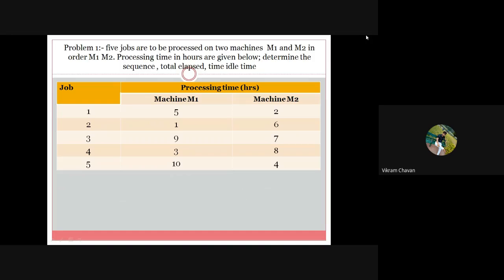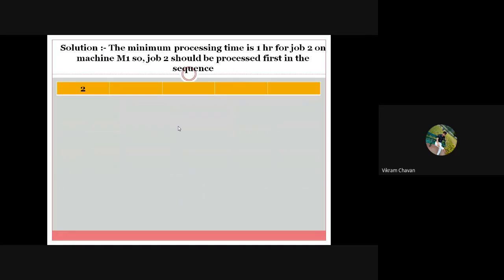We saw one problem having 5 jobs and 2 machines, where we can apply Johnson's algorithm to provide the sequence, find the elapsed time, and find the idle time. First, we determined from the problem that one job has the lowest processing time on machine number 1. As per our algorithm rule, we provided the highest priority to that job because it relates to machine 1, and we gave it the initial position.